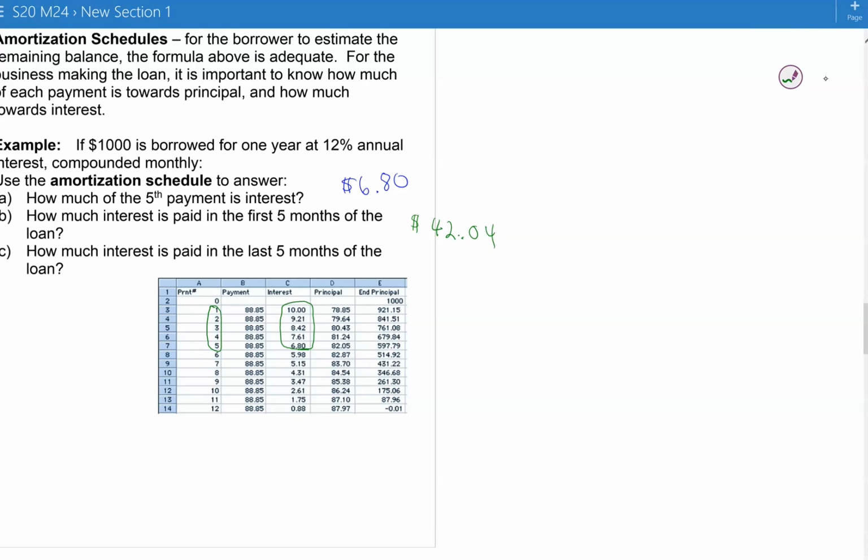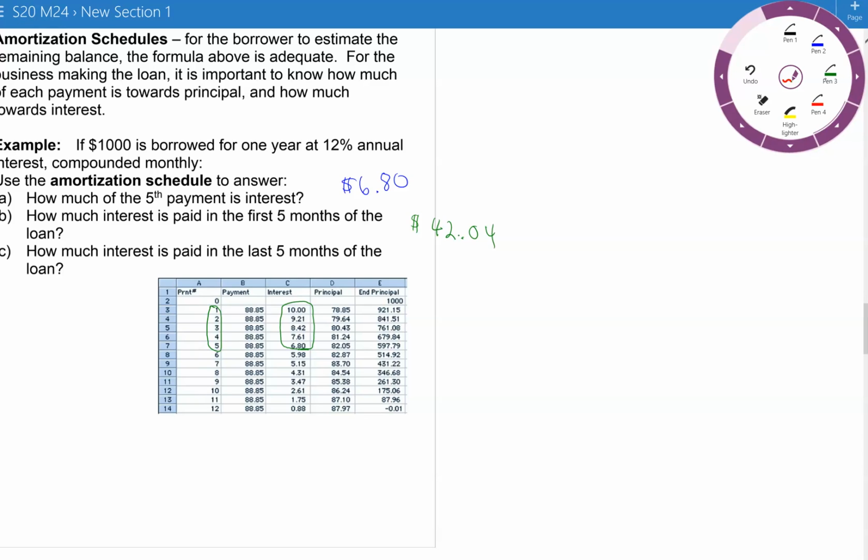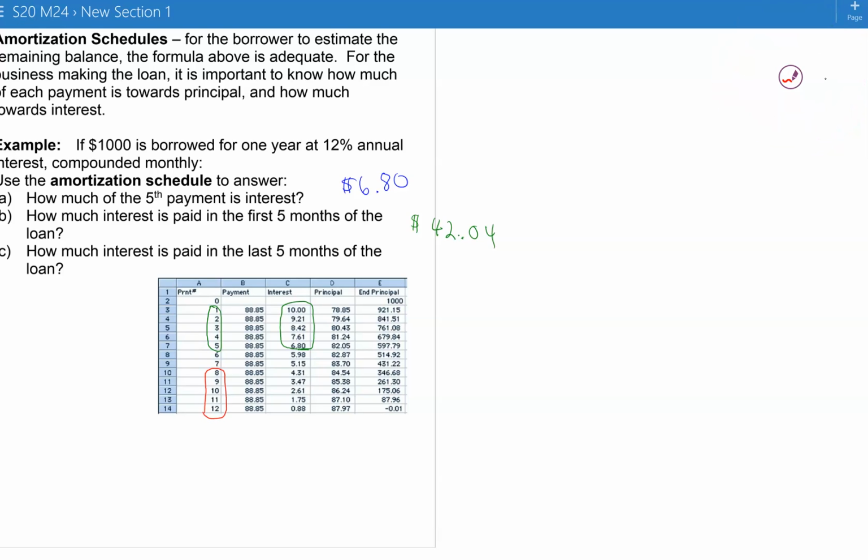And then the last question is, how much interest do you pay in the last 5 months of the loan? So here are the last 5 months. And let's look at that interest amount. And I always think it's kind of interesting that look at how much interest you paid in the first 5 months. The bank's getting a lot of their money back at the beginning. And then over the last 5 months, you're starting to pay off the loan amount and pay less interest.